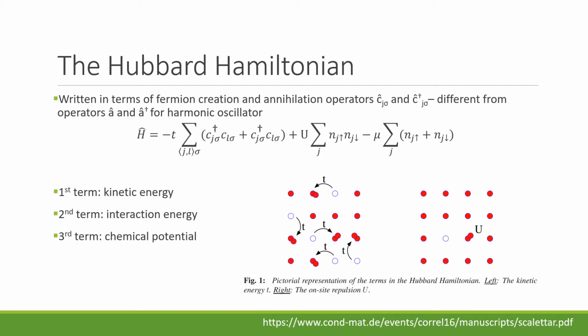The symbol with the triangle brackets under the sum emphasizes that hopping is only allowed between adjacent sites J and L. This is because the wave functions die off exponentially, so there's very little overlap between sites that aren't adjacent.